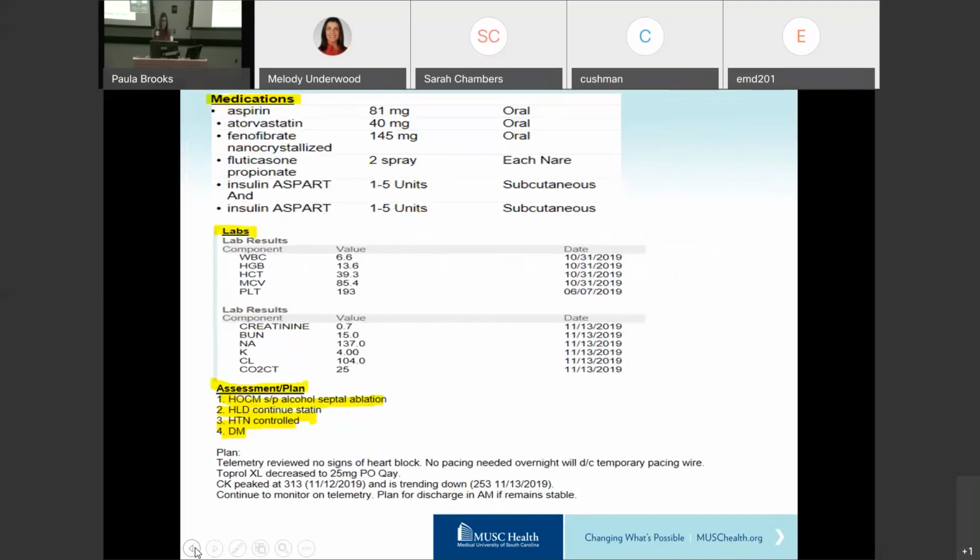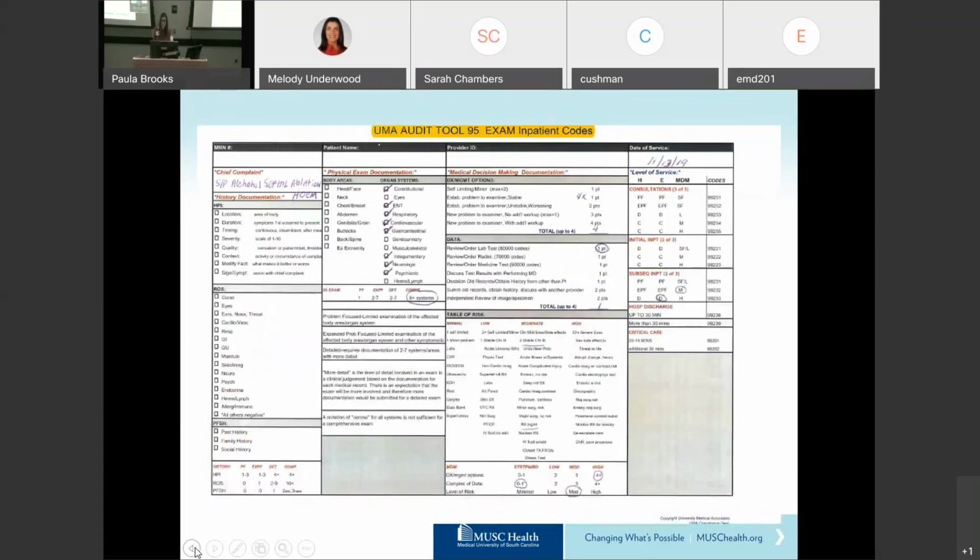As you can see, we have those labs. Remember the 2 out of the 3. So as we discussed earlier, Megan and Paula, basically in the medical decision making, this came out to be moderate. So we couldn't bill a 99233 because it's not high medical decision making.